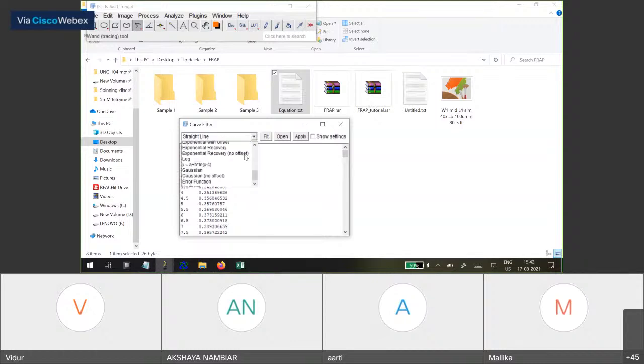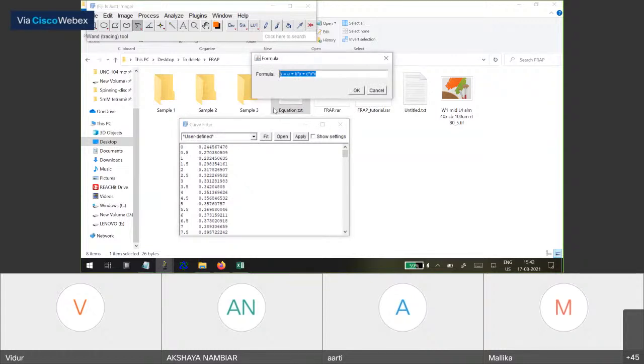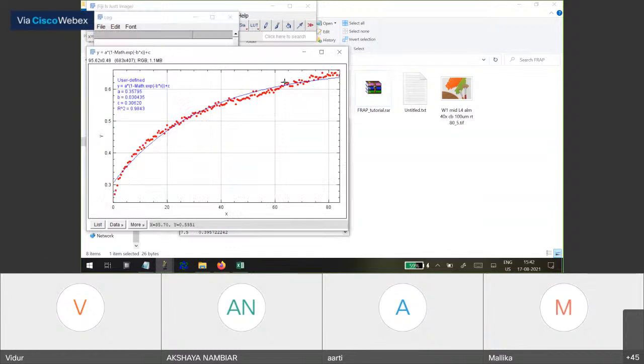And what you do is press this straight line button, press user defined and press fit. It will ask you for a formula. You just have to copy paste the formula that I have given you before. I'll explain why this formula is as such in a while. But once you press OK, it will automatically fit your data and give you the constraints that are required.